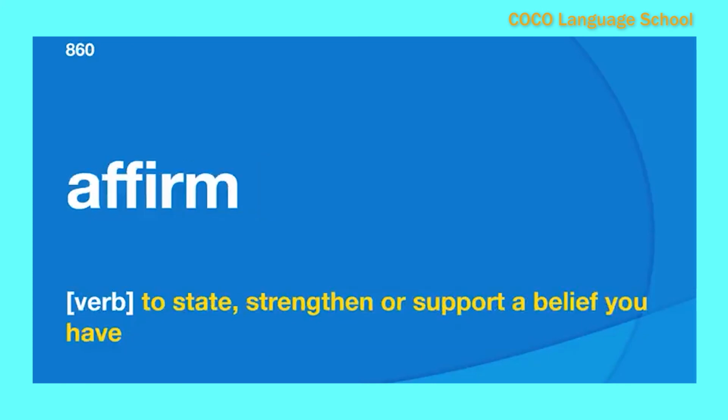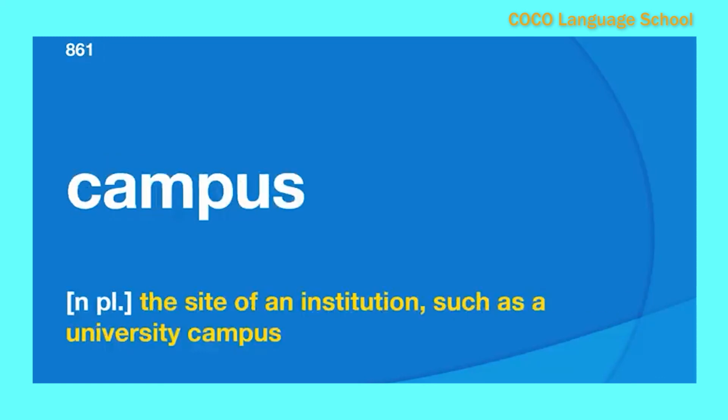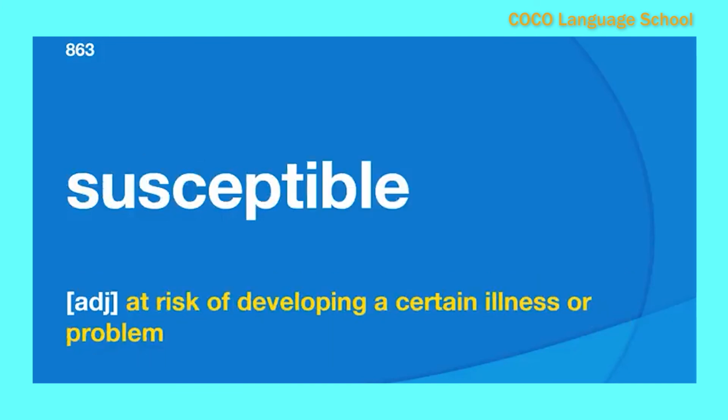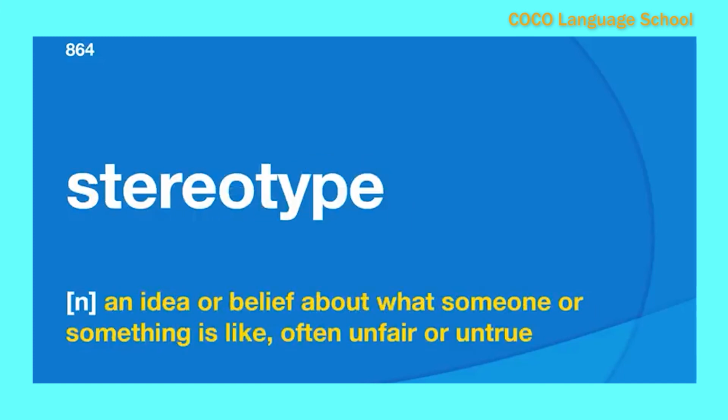To state, strengthen or support a belief you have. Affirm. The site of an institution, such as a university campus. Campus. A substance that has dissolved in a solvent and become part of the liquid, so that they form a solution. Solute. At risk of developing a certain illness or problem. Susceptible. An idea or belief about what someone or something is like, often unfair or untrue. Stereotype.